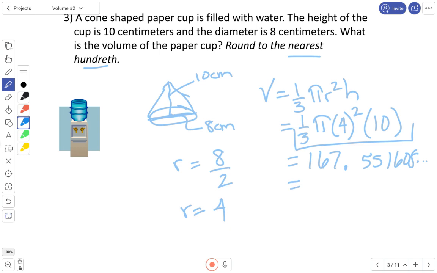This says to round to the nearest hundredth. So I'm going to look at the number to the right of that. And since it's less than 5, the hundredth place is going to stay at 5. So the volume of this cup is 167.55 centimeters cubed. And the only thing I'm going to change in my answer, I'm going to erase this equal sign. Because I rounded, remember, it's now an approximation.